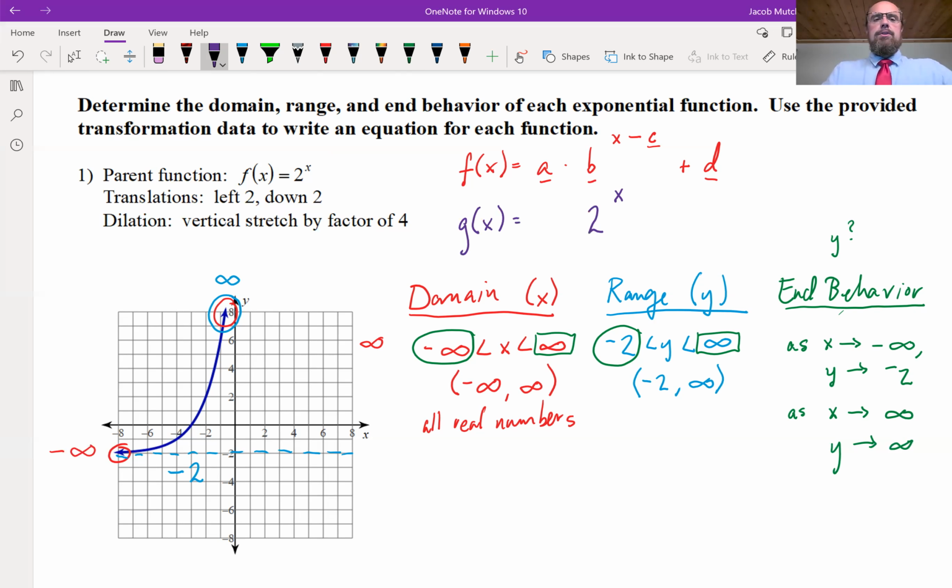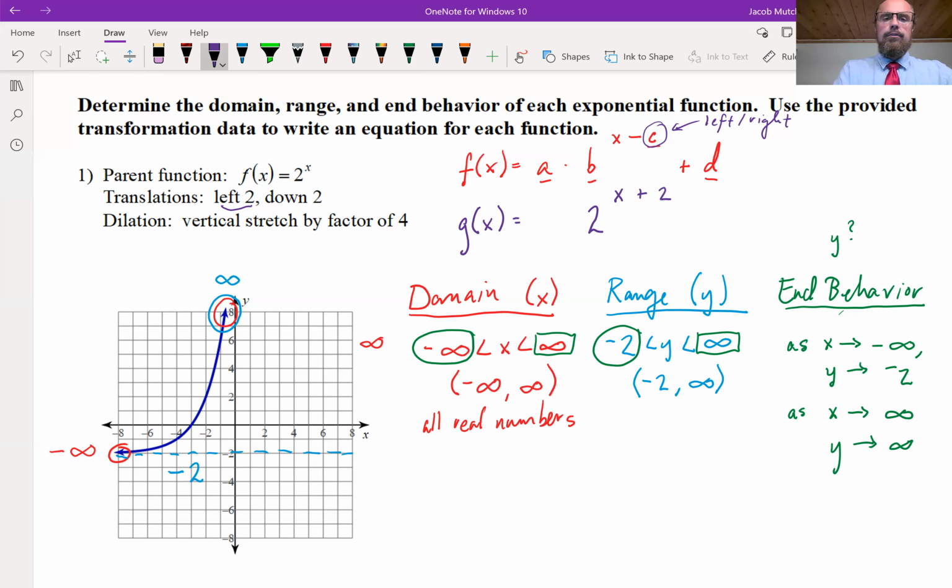I have two translations. One is left 2. So that is this c term. This describes left or right translation. And what we need to know about that c is that the sign in the equation is opposite the direction that it actually traveled. So if we're going left 2, typically left is about the negative symbol, so if I'm putting what's opposite, I'm going to write plus 2. So that would describe a translation 2 to the left.